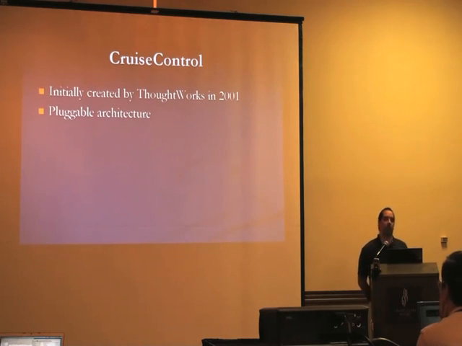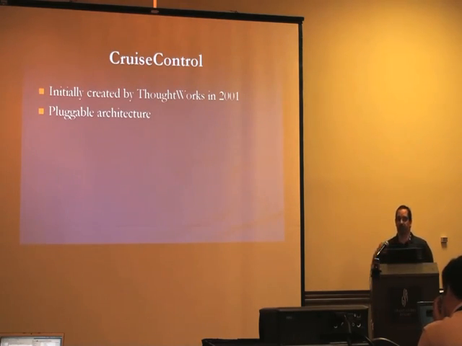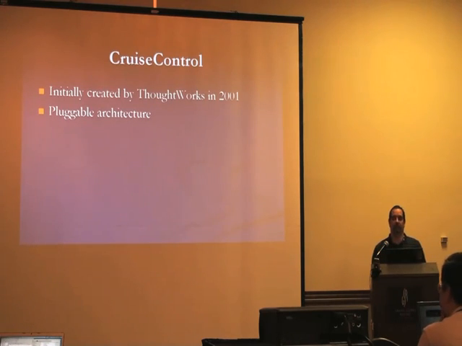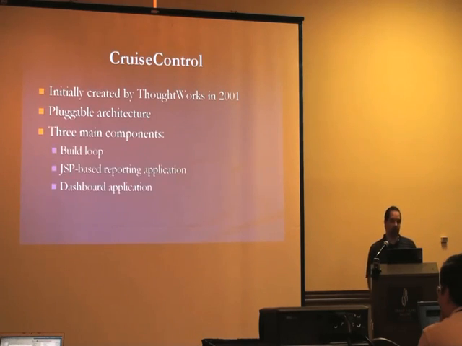It's got a very pluggable architecture, so all the different steps of the build process I talked about are pluggable. You can do those steps in different ways, and Cruise Control really just provides the tools and the framework for that, and it doesn't really specify how you need to do things. There's kind of three main components to it. The first is the build loop that I've talked about, and I'll talk about in a little more detail in a minute. There's a JSP-based reporting application that I will also show you. I'll show you that right now.